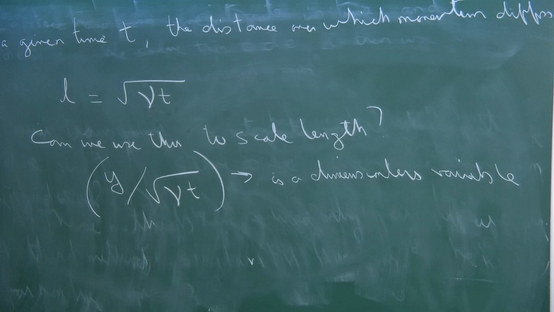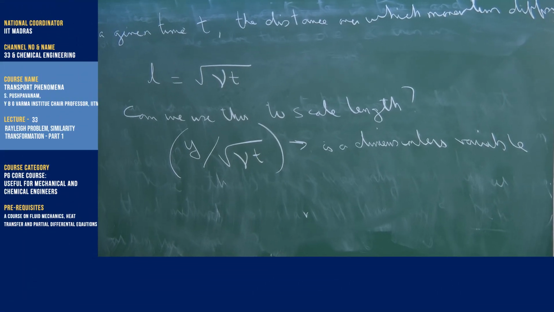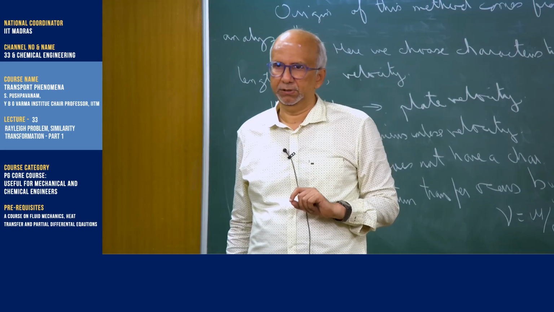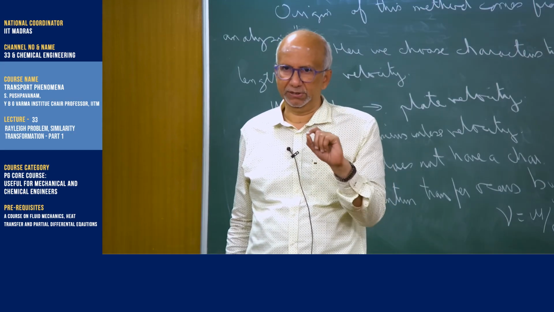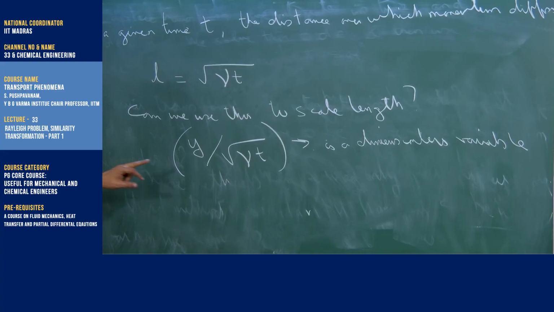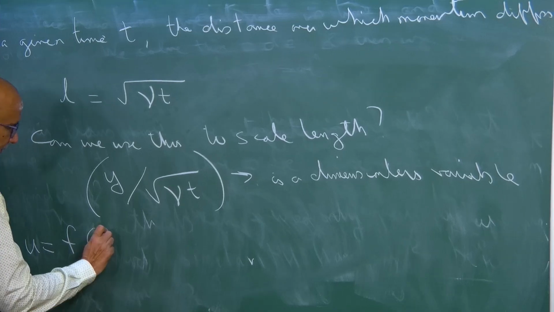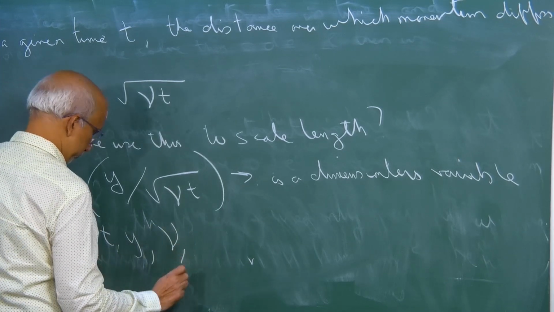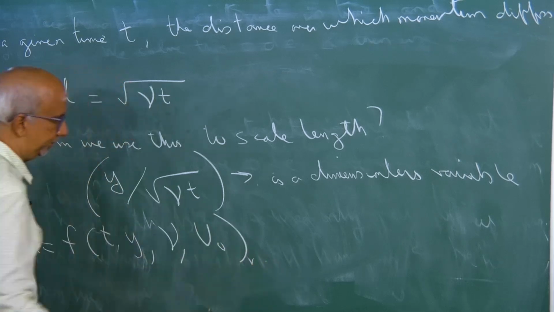y divided by square root of nu t, y has units of distance, square root of nu t has units of distance. So, y divided by square root of nu t is dimensionless. Okay. So, this is a dimensionless quantity. So, basically what I am trying to get at is u, the velocity, is a function of t, y, nu and u naught, correct.